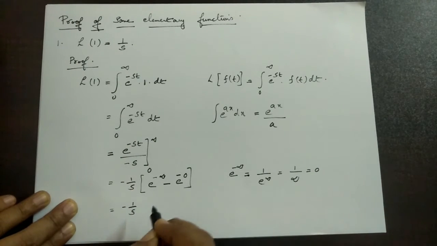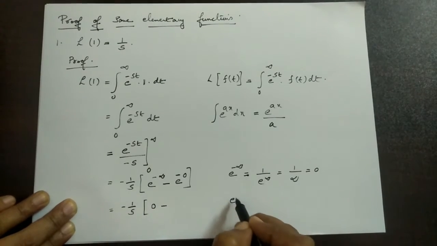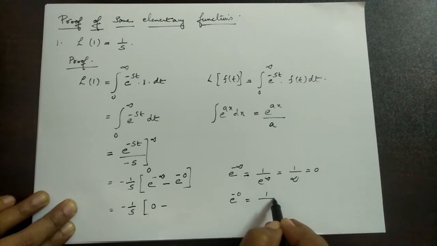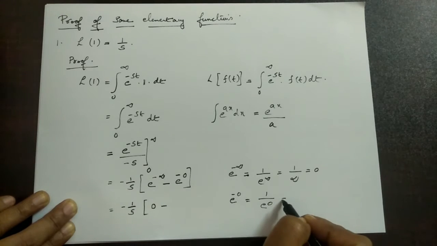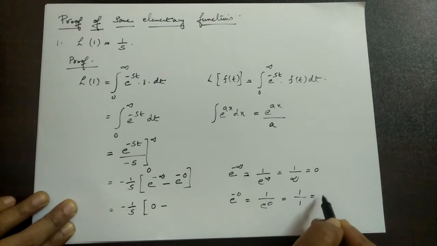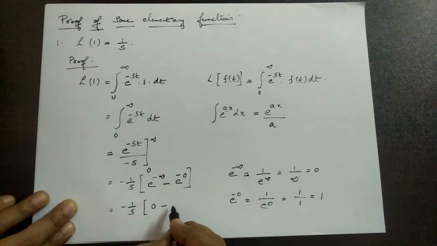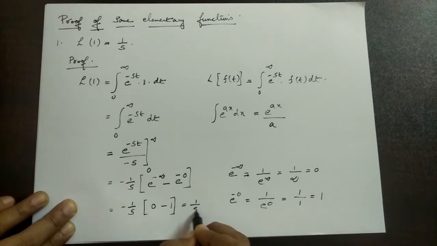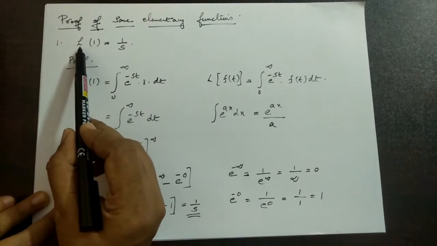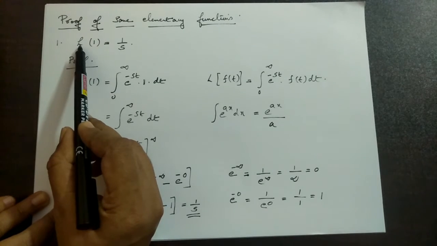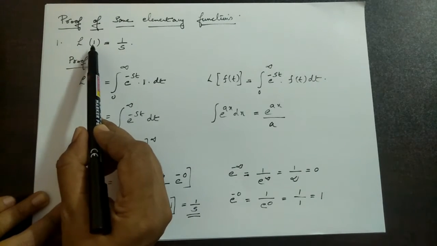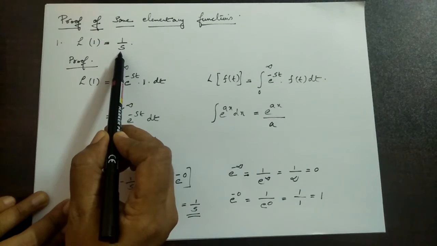Therefore we have minus 1 by s into 0 minus. Then what is e raised to minus 0? It is 1 by e raised to 0. Then what is e raised to 0? 1. Therefore it becomes equal to 1. Therefore minus 1 by s into minus 1 becomes equal to 1 by s, which gives the proof of the elementary function, that is Laplace transform of 1 is equal to 1 by s.